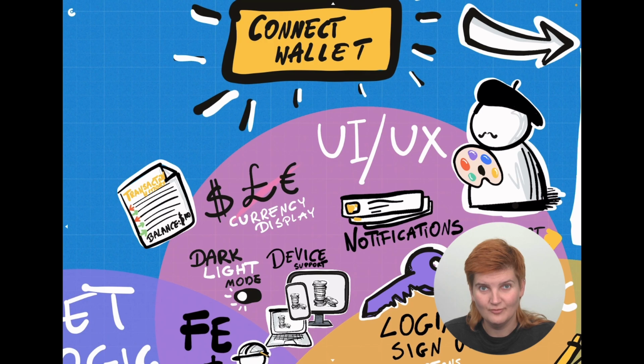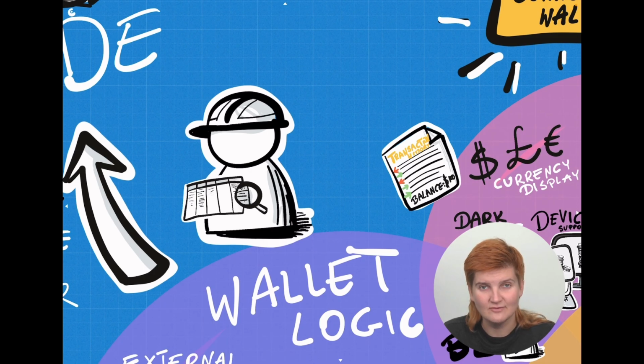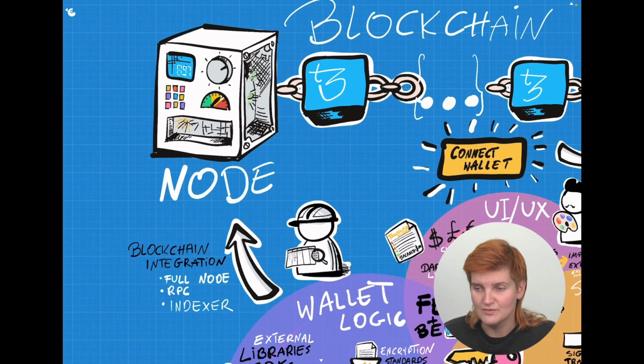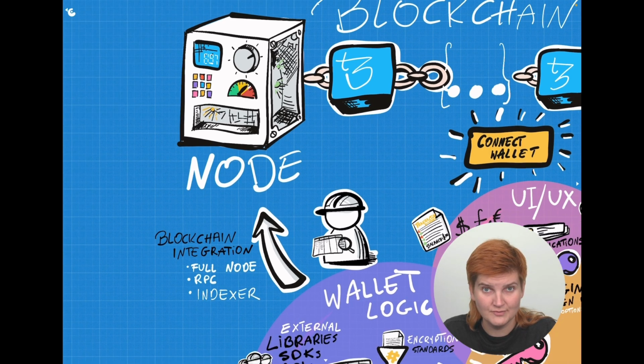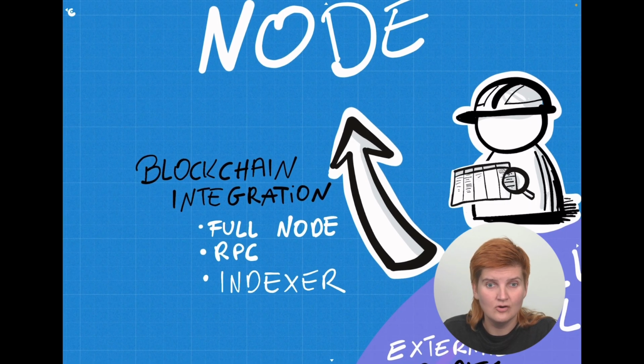So now we're gonna go a little bit deeper into the technical side of things, which is interaction with the blockchain itself. So how can we retrieve the transactions? How can we send the transactions? There are kind of different approaches to it. So first of all, the most obvious thing to do would be setting up a full node, or making the RPC calls, or getting the data from the indexer.